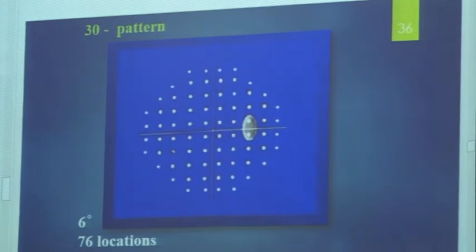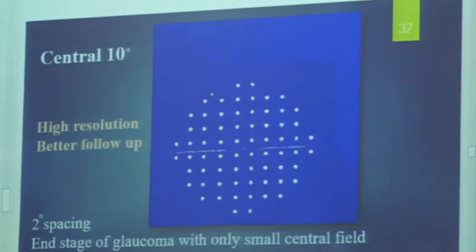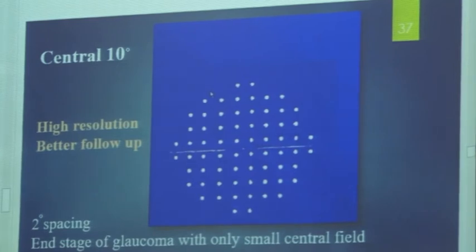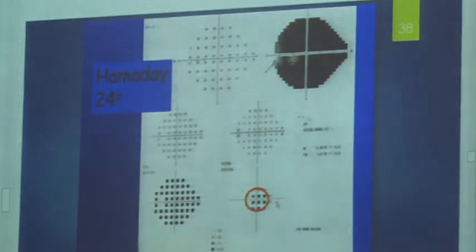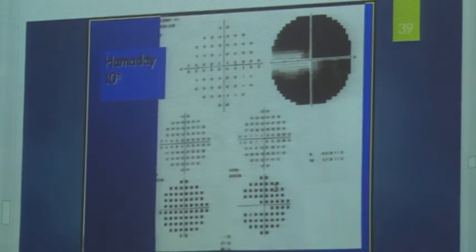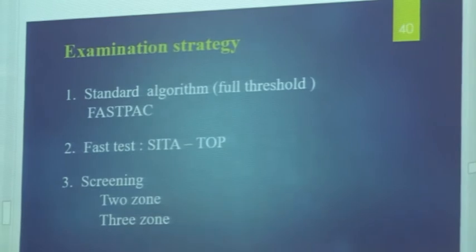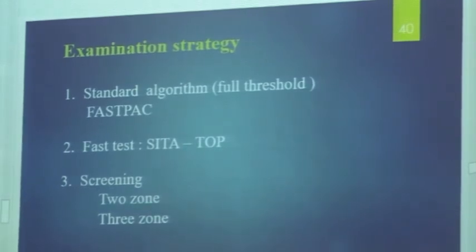Here there are 76 locations, and the distance between two locations is 6 degrees. In the central 10 degrees, the distance between two locations is 2 degrees. This is the end stage of glaucoma with only a small central field. 24-2 is the central part, affecting examination strategy: standard algorithm, fast test, SITA, and screening.